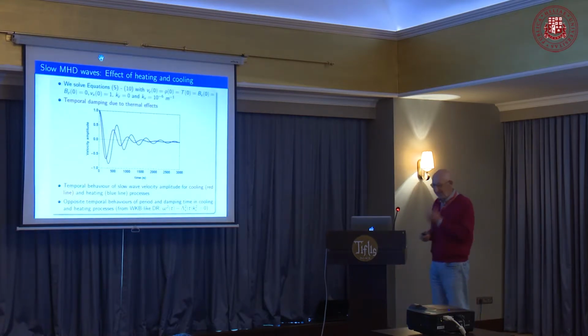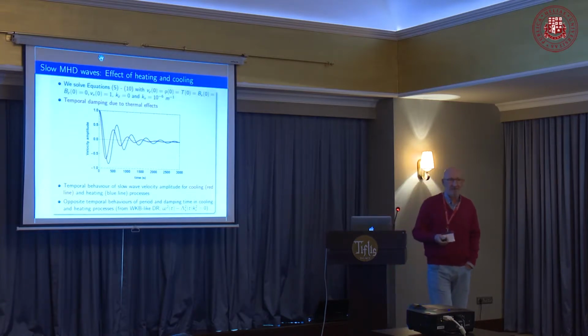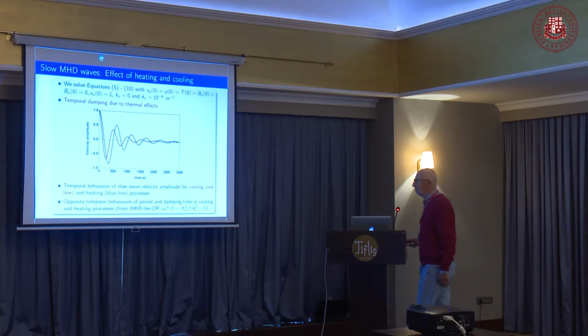Finally, we have solved the same equation trying to get the velocity amplitude for slow waves. We assume parallel propagation in this case, and here we only have damping by thermal effects. And here we compare the velocity amplitude during the cooling process, the red line, and during the heating process. As you can see, the periods are different, the dampings are different, they are not in phase, they behave in a different way.